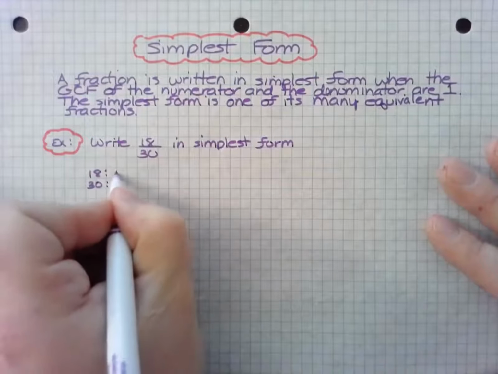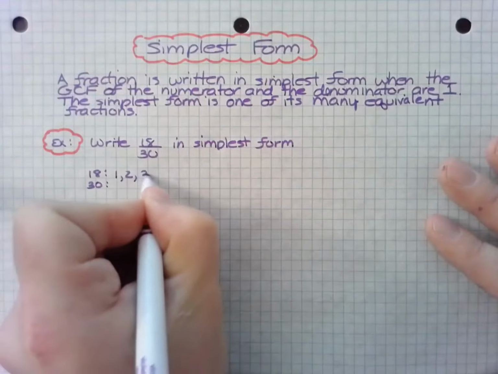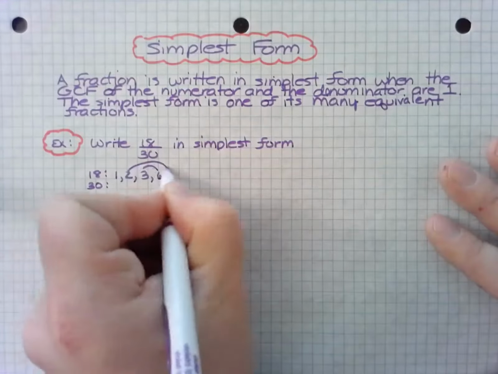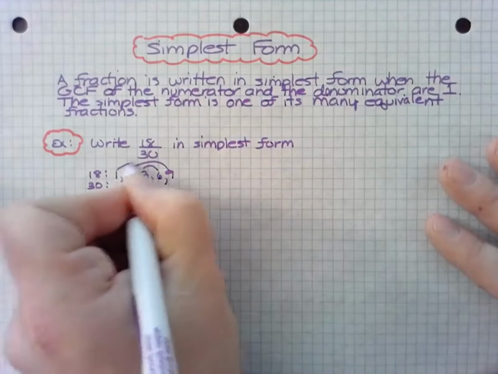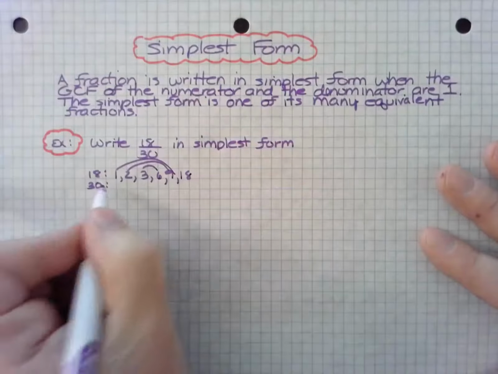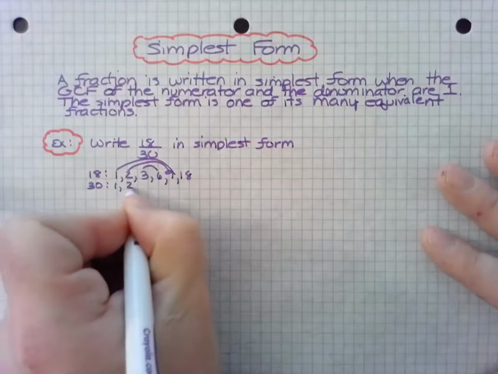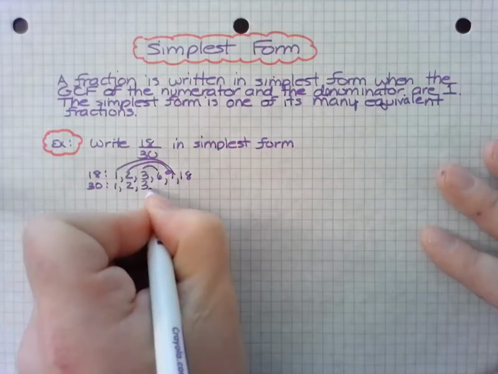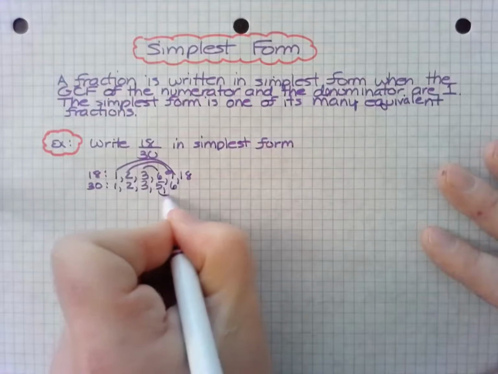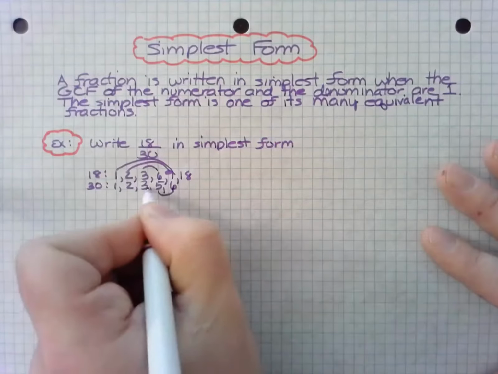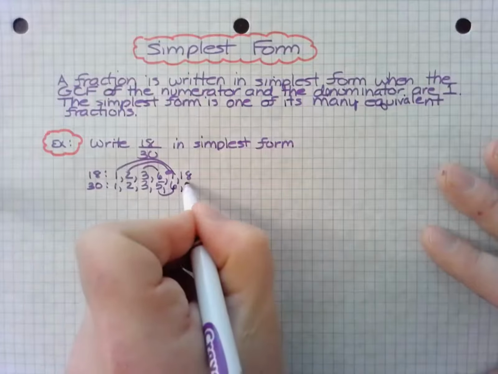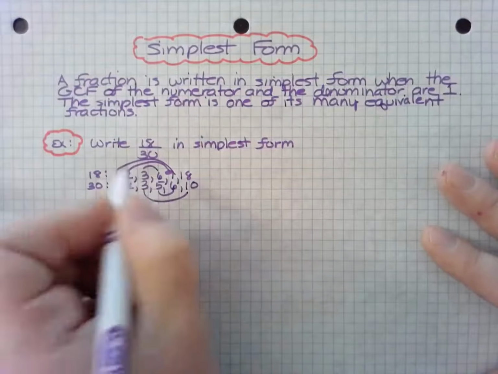So for 18 I have 1, 2, 3, and I know the next one is 6, so 3 times 6 is 18, so 2 times 9 is 18, and then 1 times 18 is 18. And then for my factors of 30 I have 1, 2, 3, not 4, 5, and then 6, and I notice that 5 times 6 is 30, and so now I've gotten to the other end of my factor rainbow, so 3 times 10 is 30.